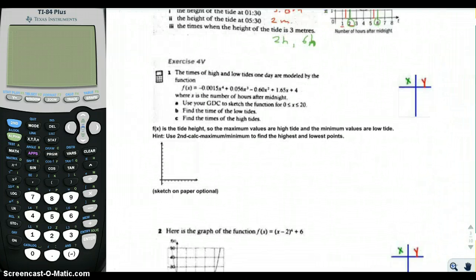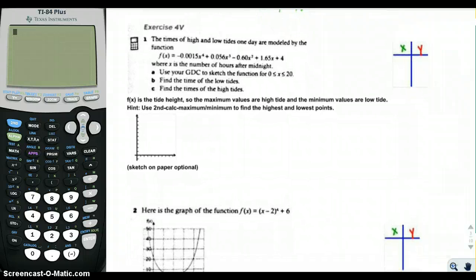Exercise 4b. The times of high and low tides one day are modeled by this function. And this maybe will remind you of the modeling that we did, where we modeled a quartic function which has a fourth power, just like this one does. We modeled it to look like the camel back. So you kind of know what a quartic function looks like. It can go up and down a maximum of 3 times, right? So let's program the quartic function in the calculator, just like we did with the camel back.